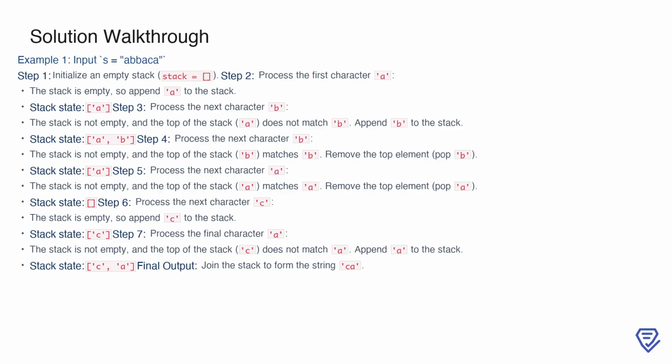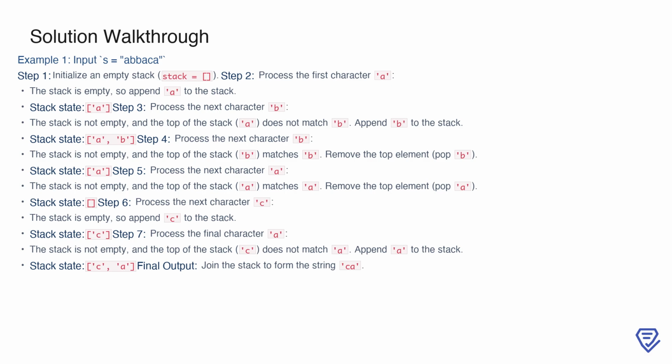Since they match, we remove the top element by popping b from the stack, leaving it as a. Moving on to the fourth character, we see that the top of the stack matches the current character a. So, we remove the top element again, leaving the stack empty. Next, we process c. Since the stack is empty, we append c, resulting in c.